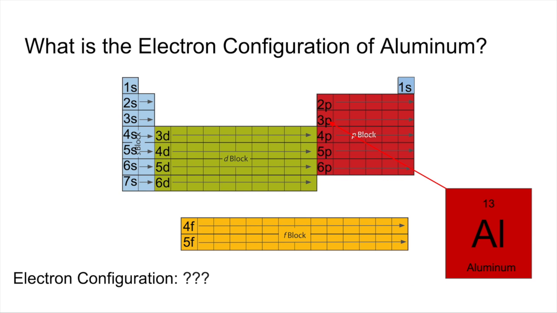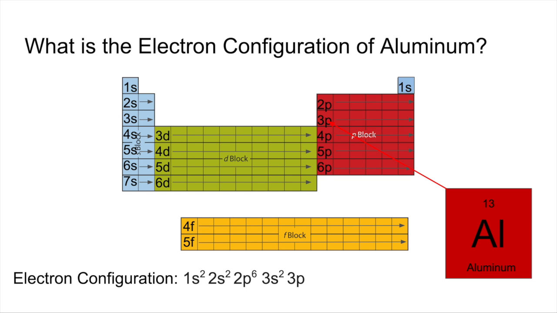Okay, now that we went over how to write electron configurations, let's try some on our own. So let's try to answer this one. What is the electron configuration of aluminum? Grab your periodic table, pause this video, and try this one. Okay, so hopefully you tried this one on your own, and let's go over it. The electron configuration of aluminum is 1s2, 2s2, 2p6, 3s2, 3p1.